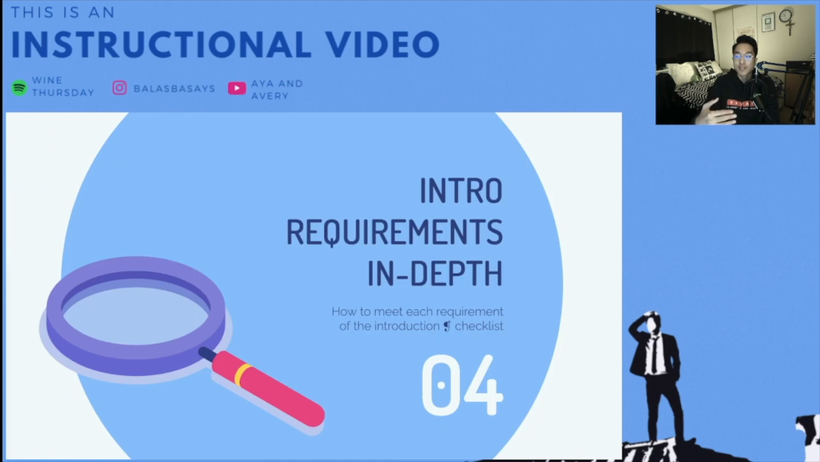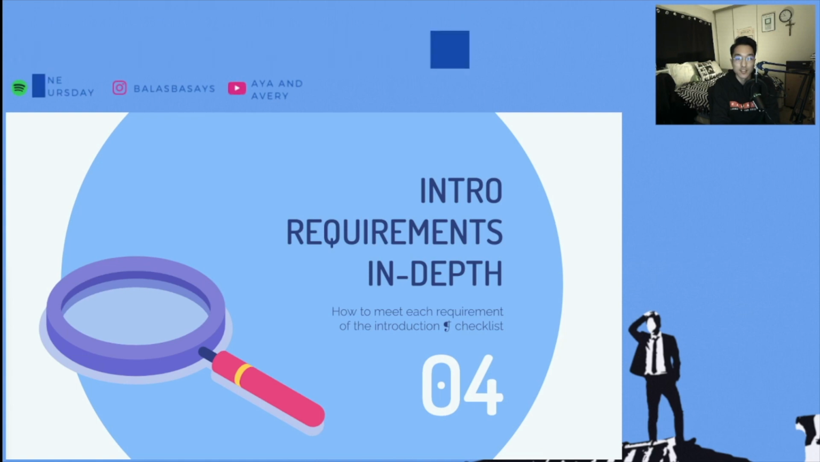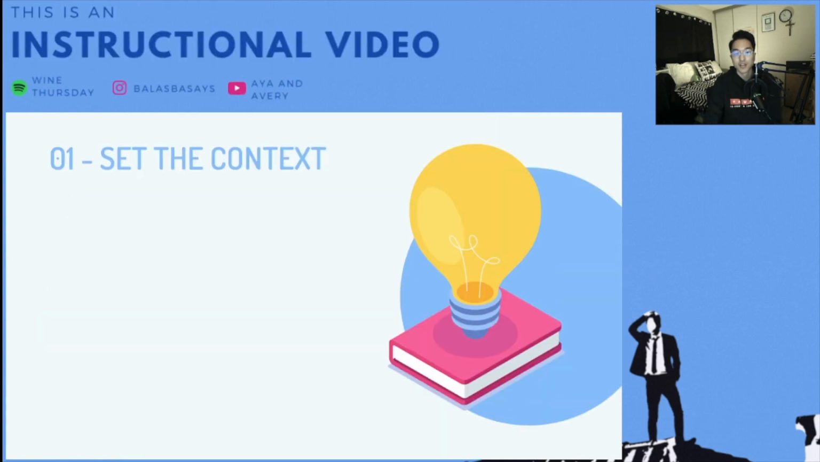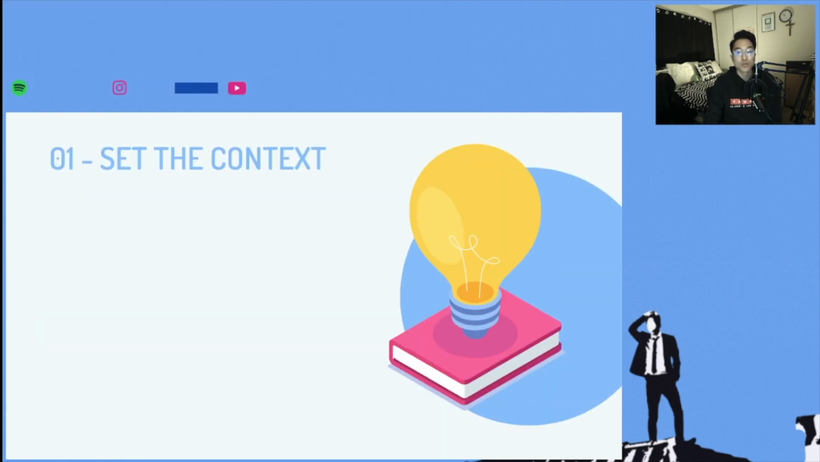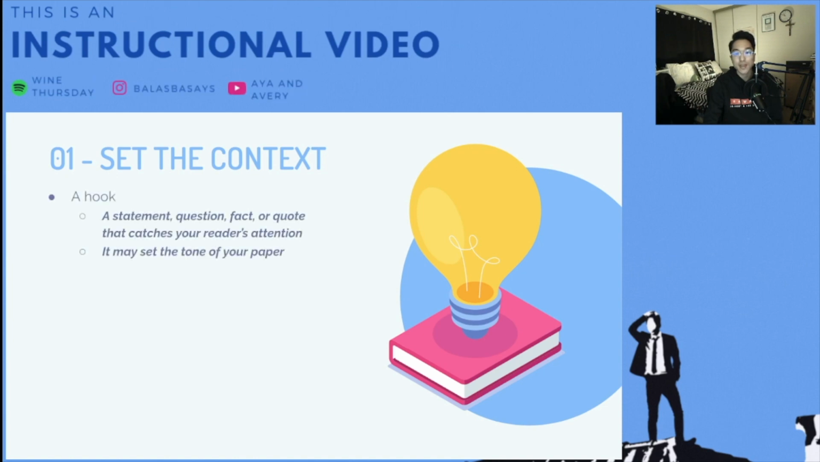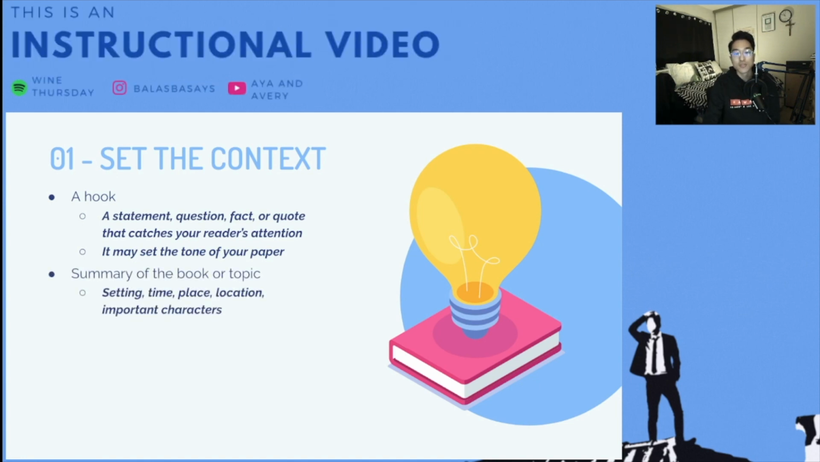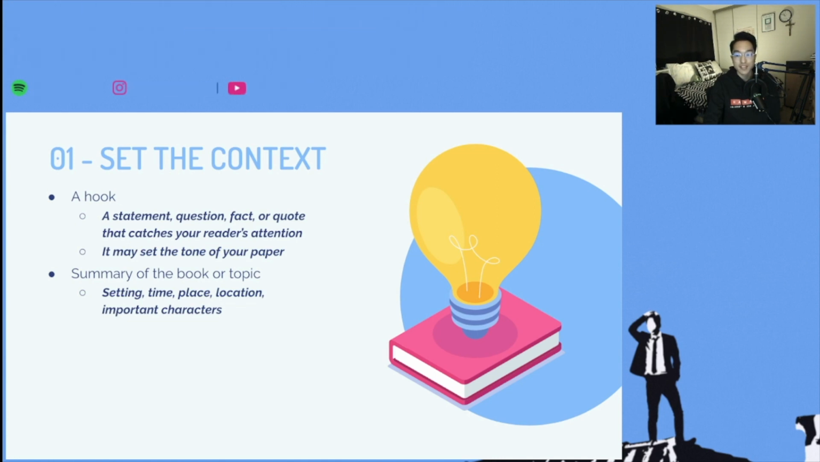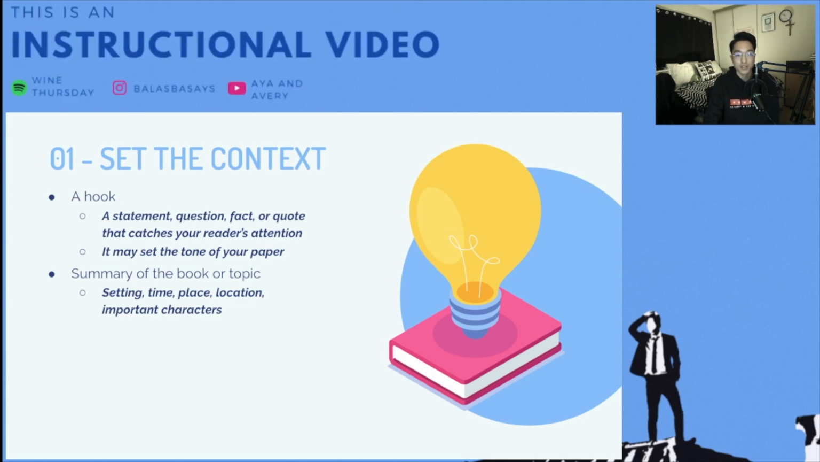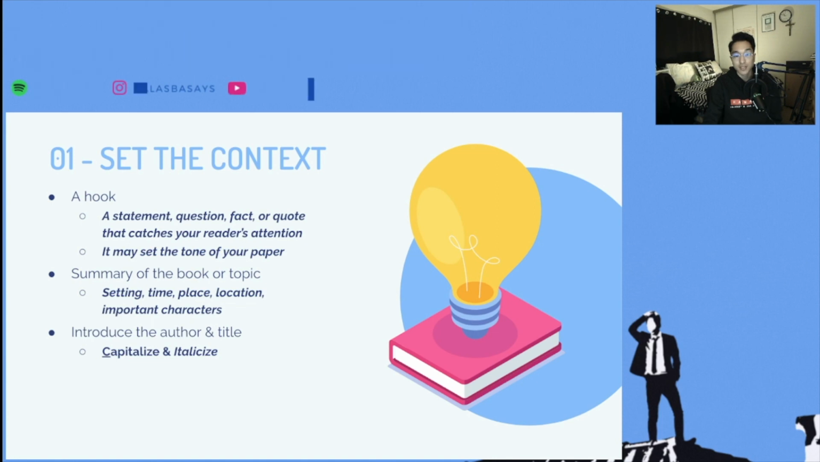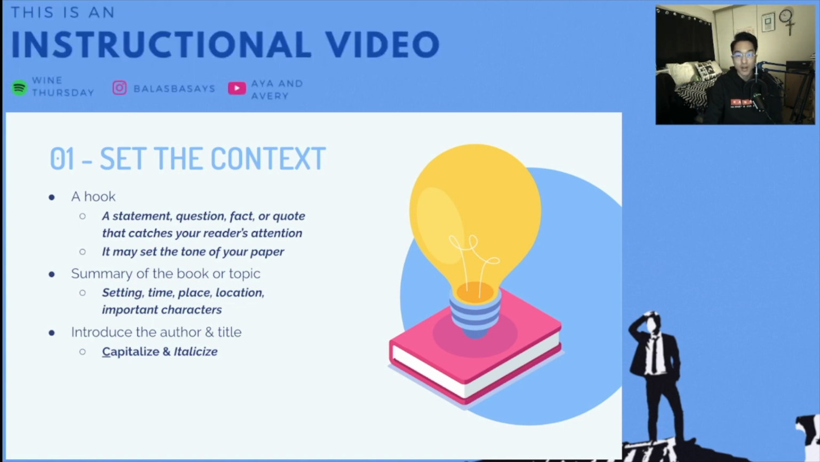So now let's go even more in depth: how to meet each requirement of the introduction checklist that we just looked at. Setting the context. Context allows us to set the tone or mood of the paper. And you can do that with a hook, which is a statement, question, or fact, even a quote that catches your reader's attention. And again, it may help set the tone of your paper. Then you can include a brief summary with key information like setting, time, place, location, and other important characters. And make sure you mention the author and title at least once. And again, that the name is properly capitalized and the title is italicized.